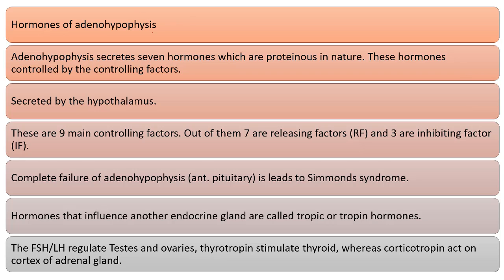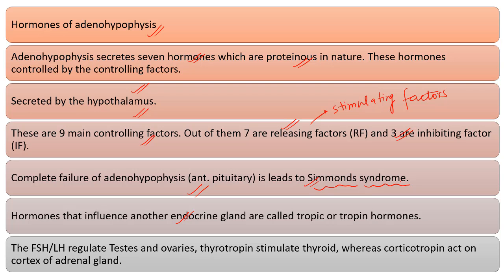Hormones of the adenohypophysis. The adenohypophysis secretes seven hormones which are proteinaceous in nature. These hormones are controlled by controlling factors secreted by the hypothalamus. There are nine main controlling factors, out of which seven are releasing factors, meaning stimulating factors, and three are inhibiting factors. Complete failure of the adenohypophysis, that is the anterior pituitary, leads to Simmonds syndrome.